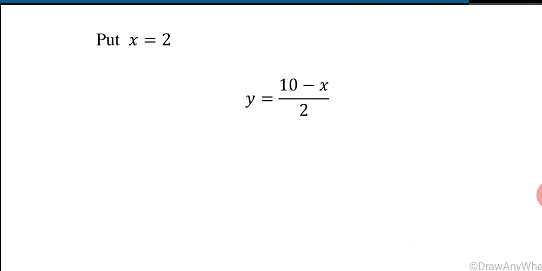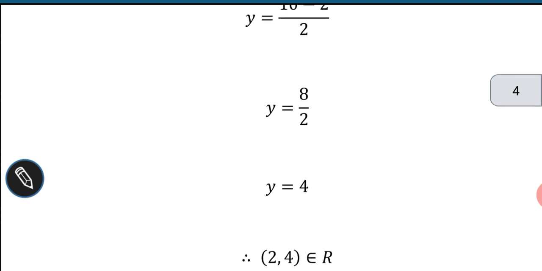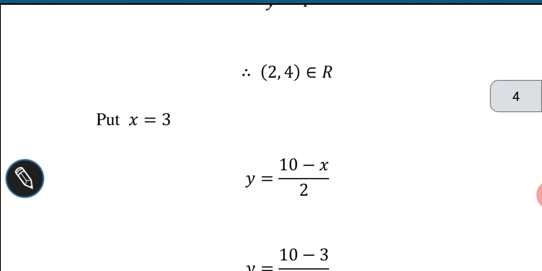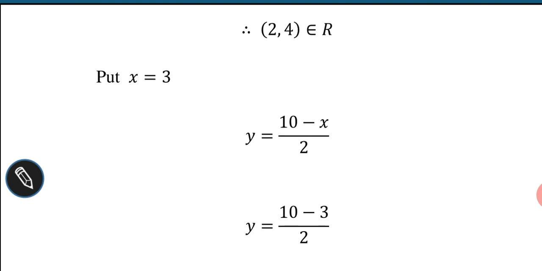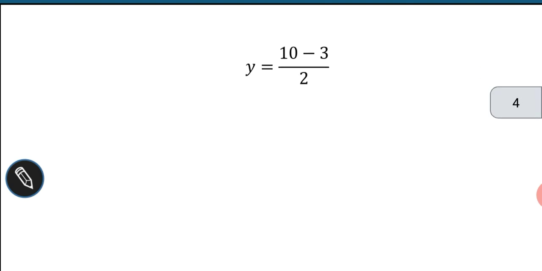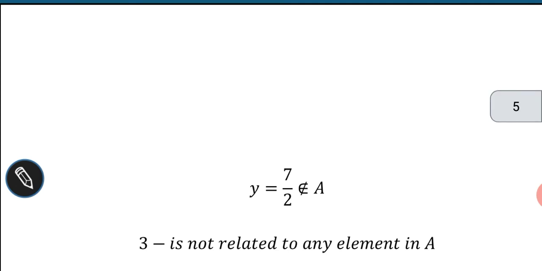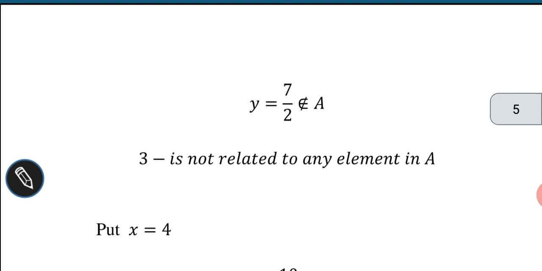Now put x equal to 3. y is equal to (10 minus x) by 2, that is (10 minus 3) by 2. So y is equal to 7 by 2, which is a fraction and does not belong to capital A. So 3 is not related to any element in A. Put x equal to 4.